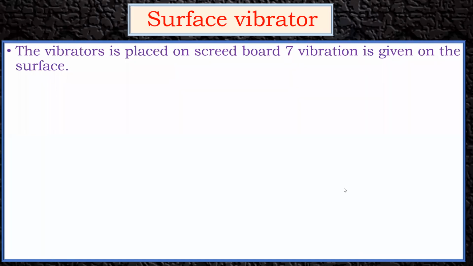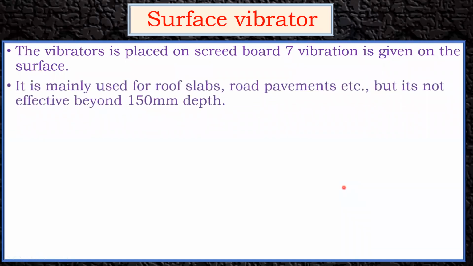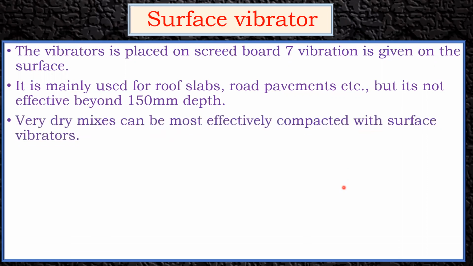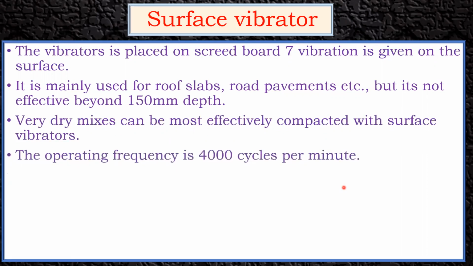The second point is that it is mainly used for roof slabs and road pavements, but it's not effective beyond 150 mm depth since it is put on the surface. That surface is not capable of providing that much vibration for a depth greater than 150 mm. Very dry mixes can be most effectively compacted with the help of a surface vibrator. The operating frequency is around 4000 cycles per minute.